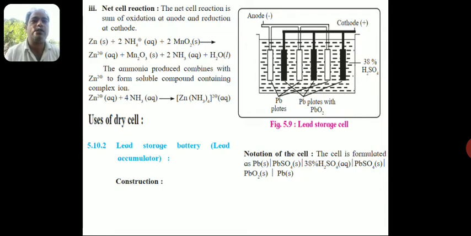Now why are they using plates? They want to increase the surface area of the electrode material, so it works more efficiently. That is the arrangement. On the left hand side, the anode is there, and that is negative.